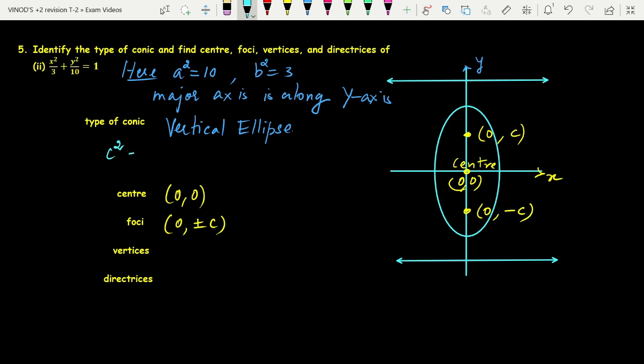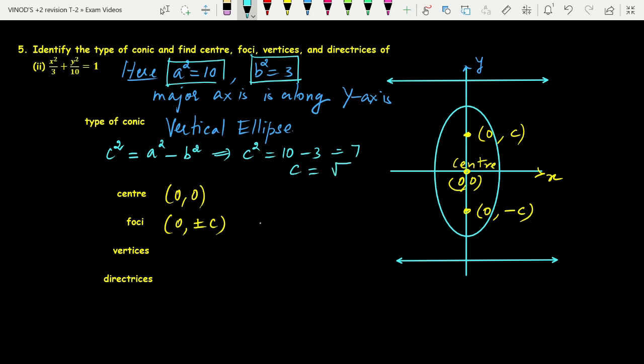Therefore, we have to find what is c. So write the formula for c square. C square is equal to what? For ellipse it is a square minus b square. Here a square is 10, b square is 3. So substituting, we get c square is equal to 10 minus 3 equal to 7. So c value is root 7. So the coordinate for foci is 0, plus or minus root 7.